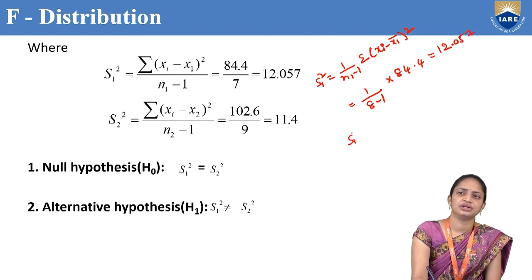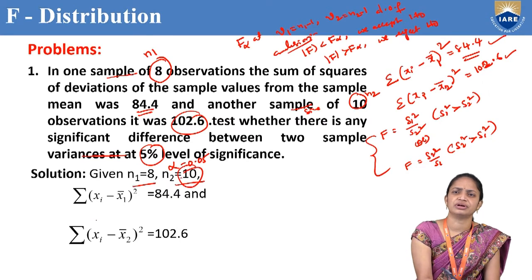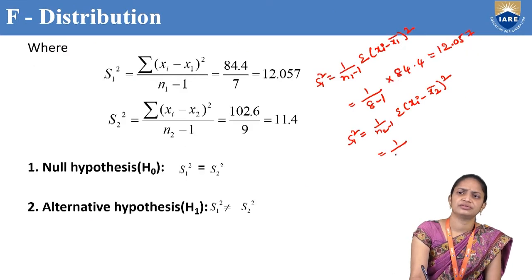Like that we need to calculate s2 square. That is 1 by n2 minus 1 summation xi minus x2 bar whole square. What is the n2 value? Here n2 equal to 10, so 10 minus 1, into summation xi minus x2 bar whole square, that is 102.6. So that is equal to 11.4.